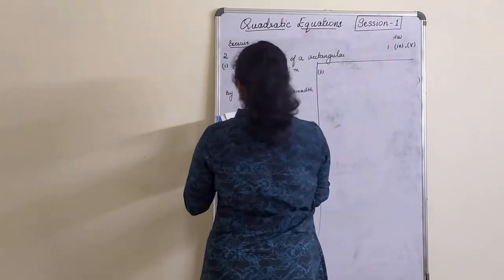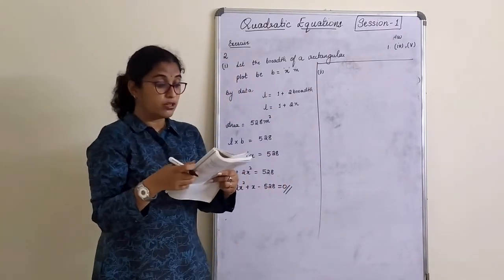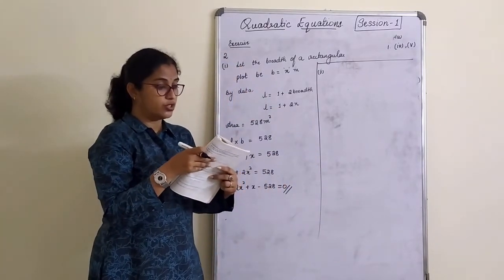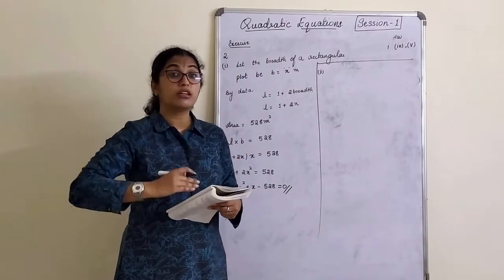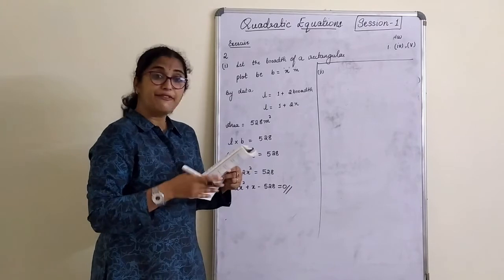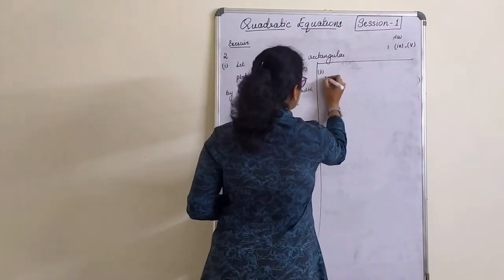Second one, the product of two consecutive positive integers is 306. We need to find the integers. Everywhere they have given, we need to find the age. That means not here, later. We have to frame this. Product of two consecutive integers is 306.